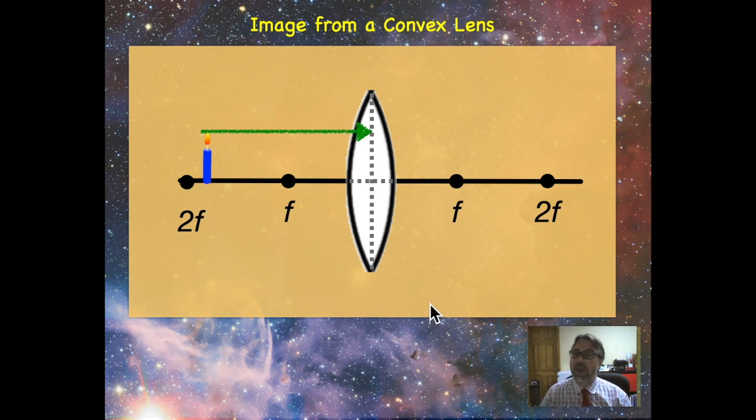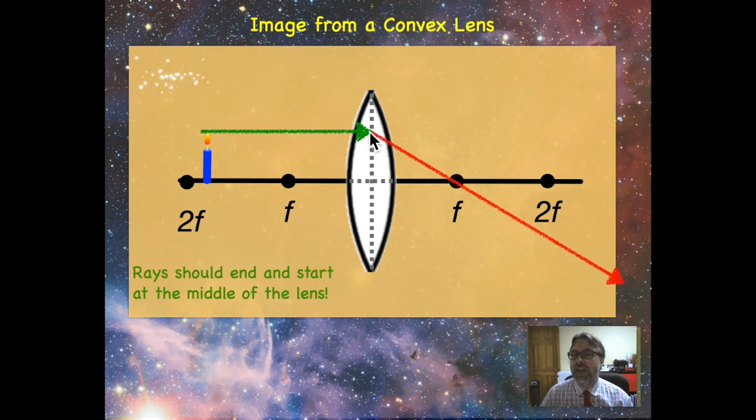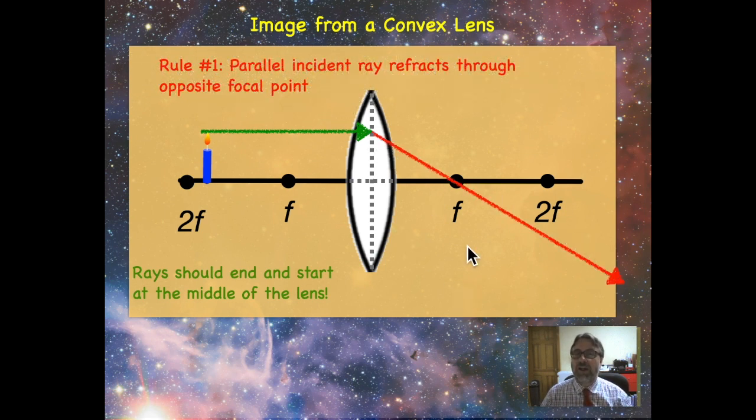And you can guess that this ray, based on those three rules, is going to go through the lens and end up passing through the focal point on the opposite side. This is a convex lens, so it's going to bend the light towards the principal axis. Your ray should end and start right at the middle of the lens. So here I end the first ray in the middle of the lens, and then the refracted ray starts at the center line. And this is an example of rule number 1. A parallel incident ray refracts through the opposite focal point for a convex lens.